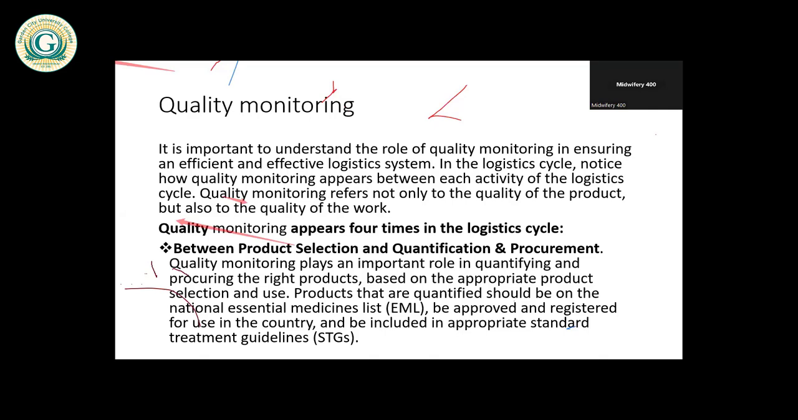In the logistics cycle, quality monitoring appears four times. One is between product selection and quantification and procurement. So quality monitoring plays an important role in quantifying and procuring the right product based on appropriate product selection and use. So between product selection and quantification and procurement, there should be quality monitoring. You need to quantify how much we are buying. So we need to procure the right products. That's where the first right comes. The first right is the right product based on the appropriate product selection and use.